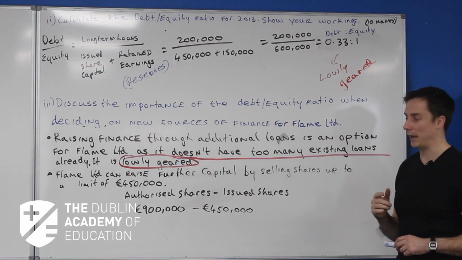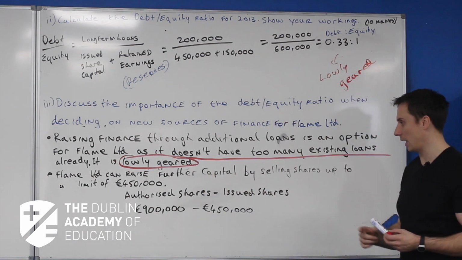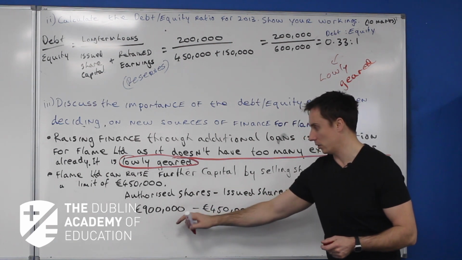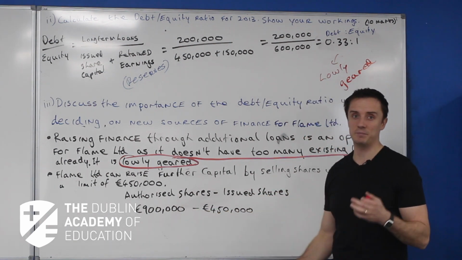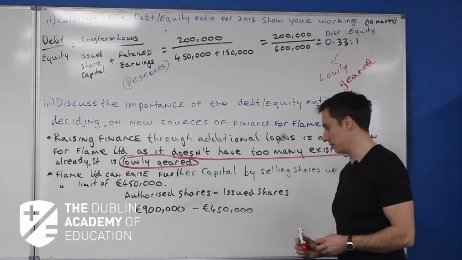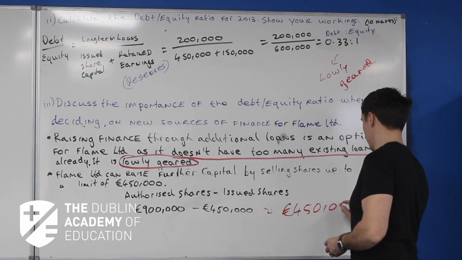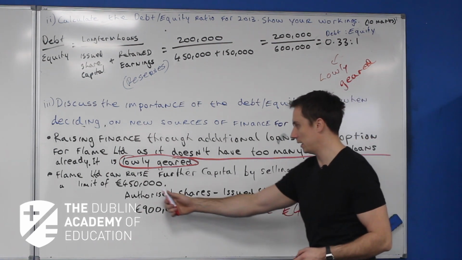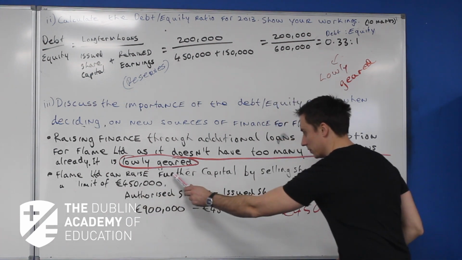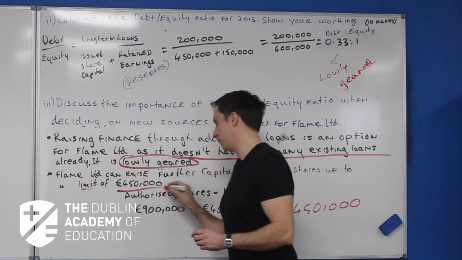The second option that they have is that they can sell more shares. If you look back, do you remember on that question, you saw their authorised share capital is 900,000. That's basically the amount of shares they're allowed to sell. We see that they've already issued 450,000, so they have a remaining 450,000 euro worth of shares that they can issue. And see that there? That's where we got that 450,000. Okay, so Flame Limited can raise further capital by selling shares up to a limit of 450,000.